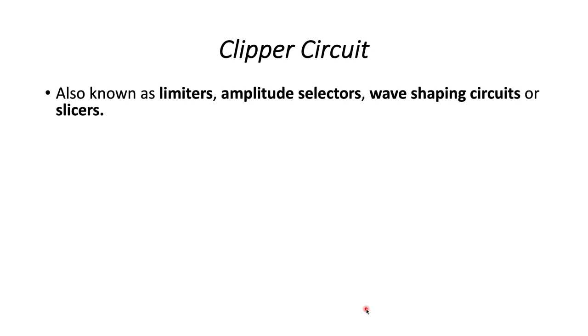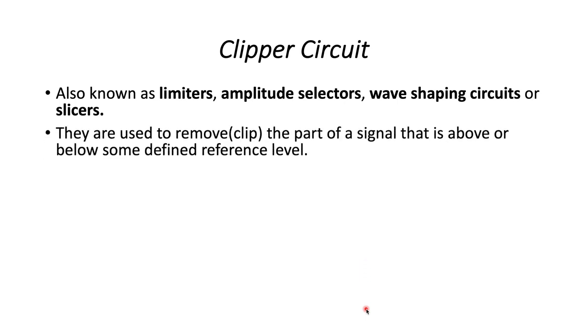And for what purpose are we using the clipper circuit? As the name suggests, we use a clipper circuit to cut a part of the input signal so that we can get a new modified signal as required. So it is used to remove the part of the signal that is above or below some defined reference level. Later we will see what is meant by reference level in this concept.